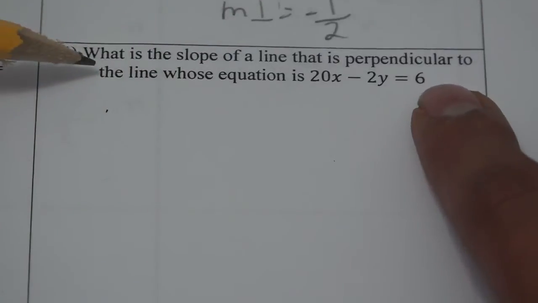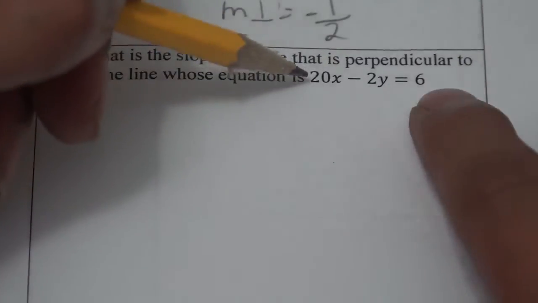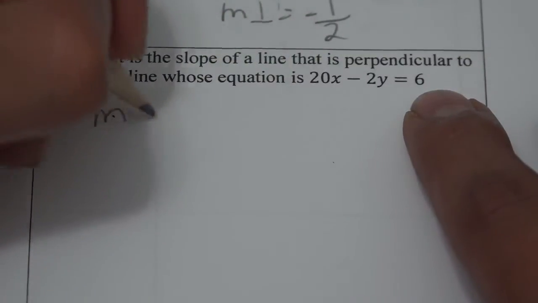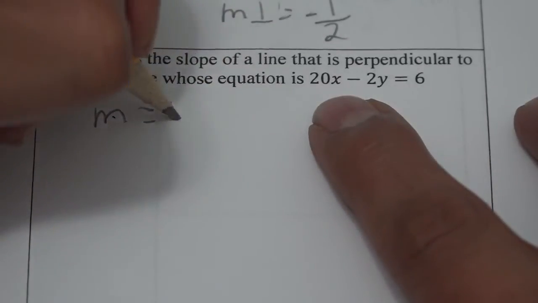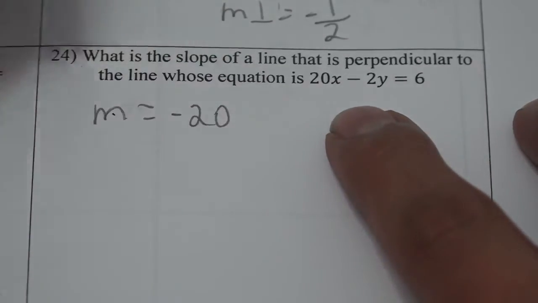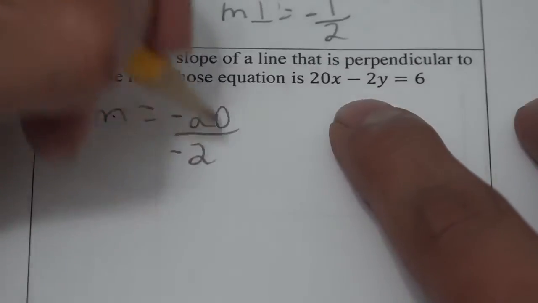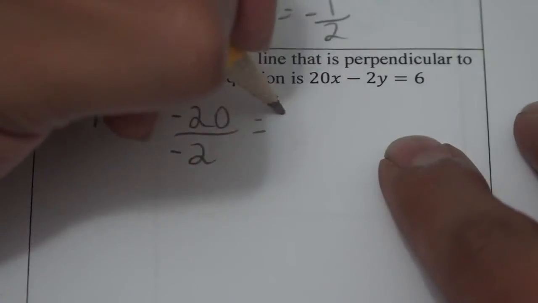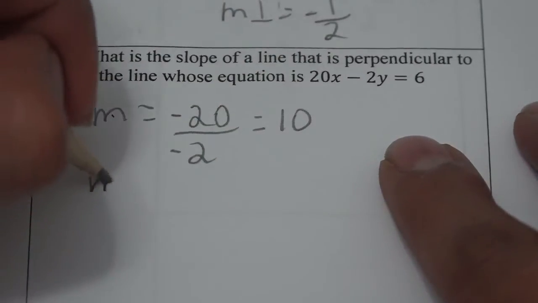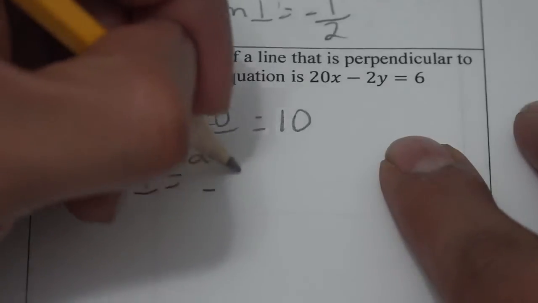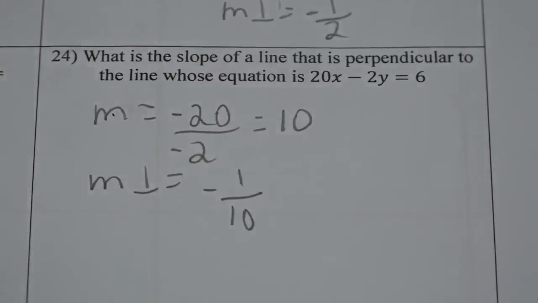Slope of a line that is perpendicular. What is the slope of this line? Negative 20 over negative 2, 10. So the slope of a line perpendicular should be negative 1 over 10.